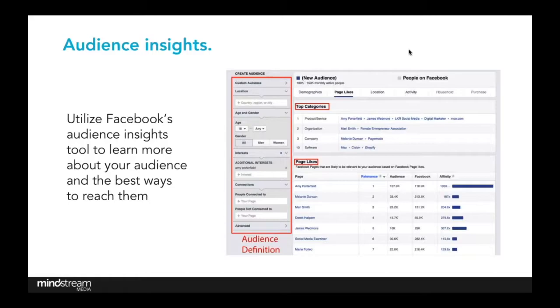maybe some activities that they participate in. What does their household look like in terms of income? Are they married or single? Do they have kids? And then purchases, like what are they purchasing? Or what are they in market to purchase? So these are all really valuable pieces of information that you can use to make sure you're reaching the right audience.